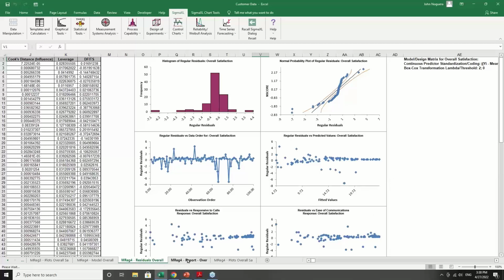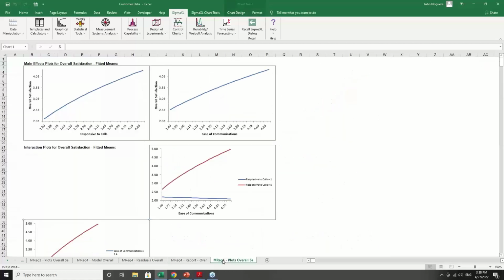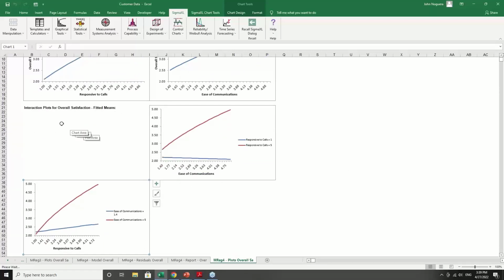Okay, so that's the residuals. Main effects plots, you get some slight curvature. This is due to the squaring of the response in the BoxCox. Here are your interaction plots. Because of the different slopes, you can see that there is definitely a strong interaction effect.